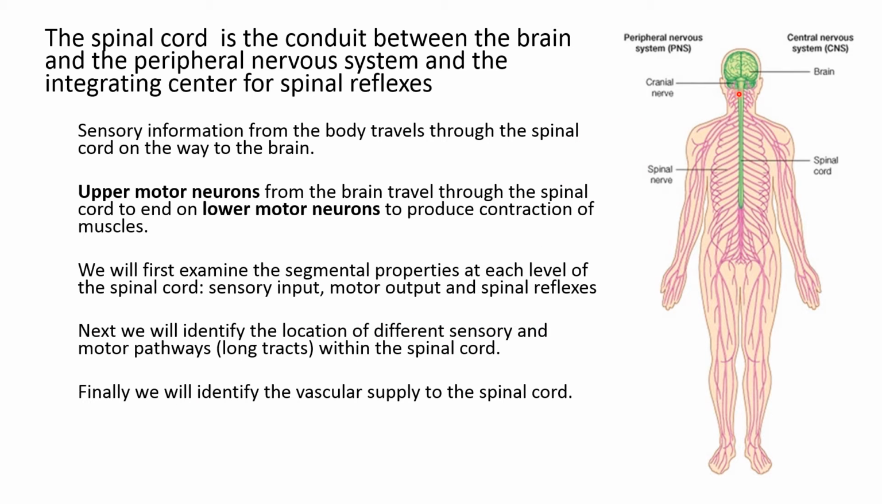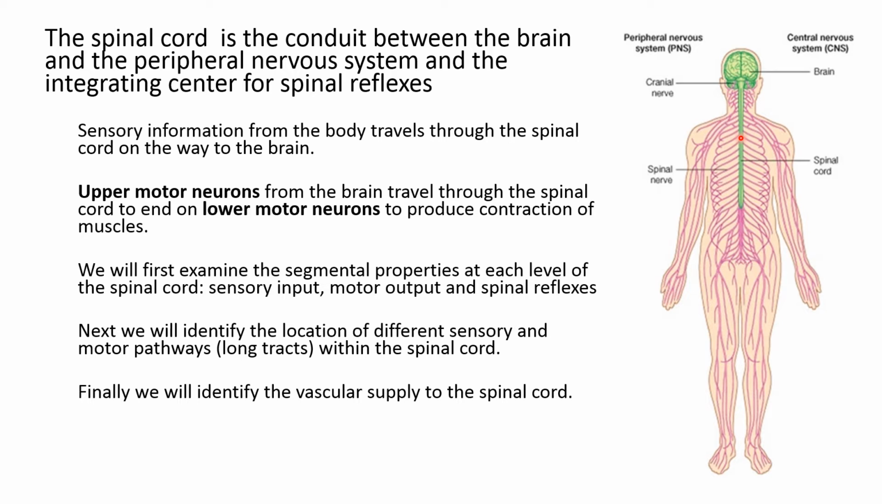The spinal cord, in fact, is the conduit between the brain and the peripheral nervous system, and is also an integrating center for spinal reflexes. All of the sensory information from throughout the body travels through the spinal cord on the way to the brain. Within the spinal cord, the upper motor neurons, which come down from the brain, travel through the spinal cord to end at various locations on lower motor neurons, and the lower motor neurons travel out to the muscles to activate the muscles and produce contraction.